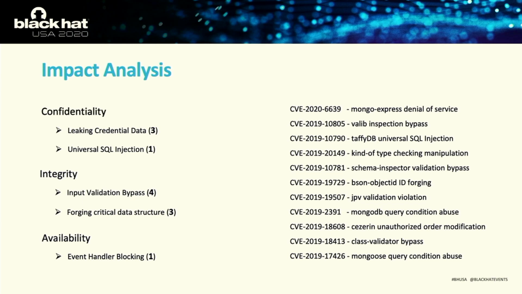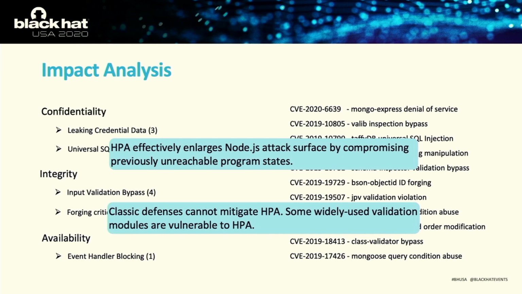So, what is the impact of the detected vulnerabilities? We found that HPA can introduce various attack effects, such as leaking credential data, bypassing security checks, and denial of service. Based on the impact analysis, we can observe that HPA compromised previously unreachable program state, which effectively enlarged the attack surface. Also, we could notice that HPA is not a simple input validation problem, and many input validators themselves are vulnerable to HPA.